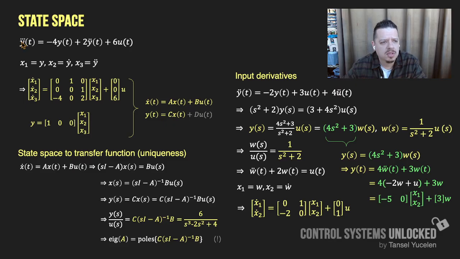We have a third order system: y dot dot dot equals minus 4y plus 2y dot dot plus 6u. In the last class, we represented it using a transfer function, but here we're going to represent it in the state space formalization. If you are not familiar with it, don't worry, I will guide you step by step.